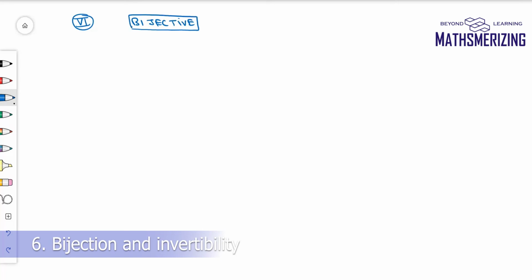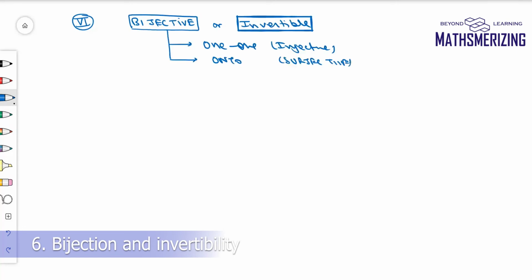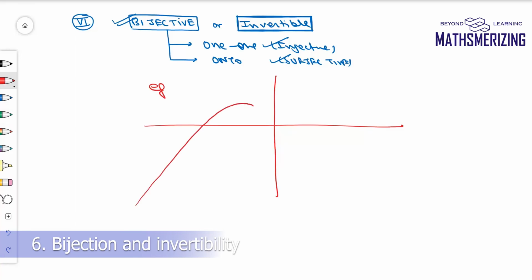Or in other words, we'll say whether the function is invertible. So if a function is both injective as well as surjective, then we'll say the function is bijective. And when a function is bijective, only then its inverse exists. Suppose a function is defined f from R to R, and I need to know whether the inverse of this function exists or not.